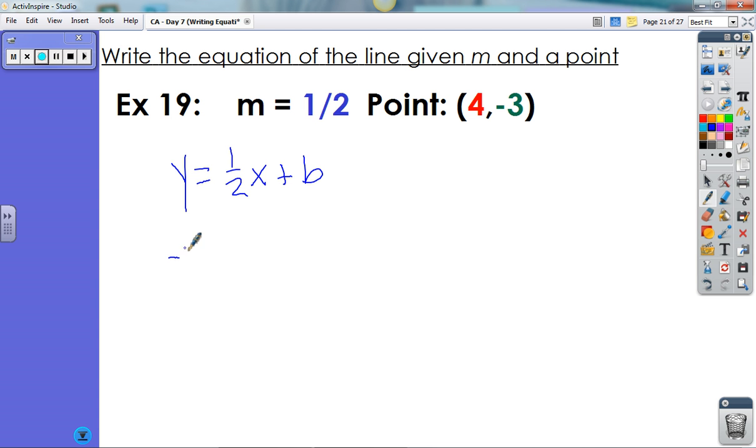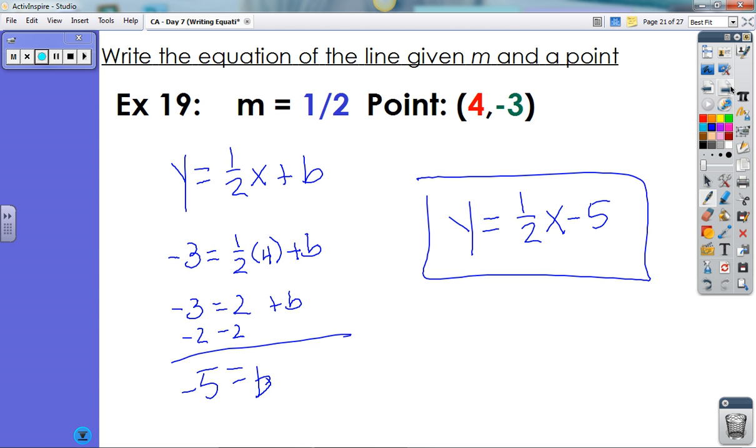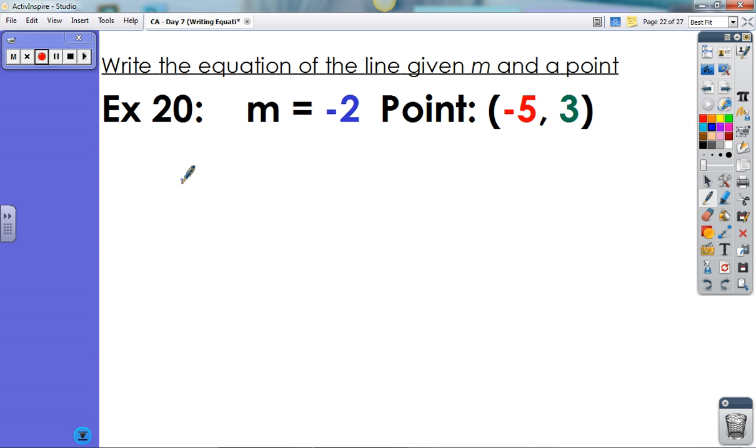So plugging in, -3 for y and 4 for x. Half of 4 is 2. Subtract 2 and I get -5. So my slope intercept form would be 1/2 x minus 5. I'm going to go ahead and plug in my x and my y right away. So this is y equals mx plus b. I was given x, y, and m, so that's where these three numbers come from.